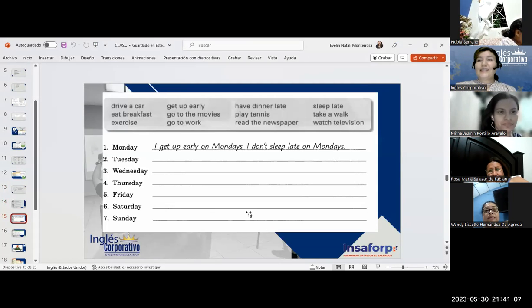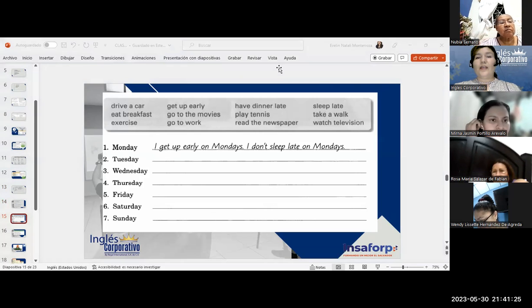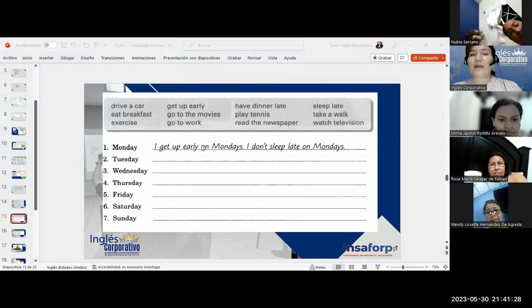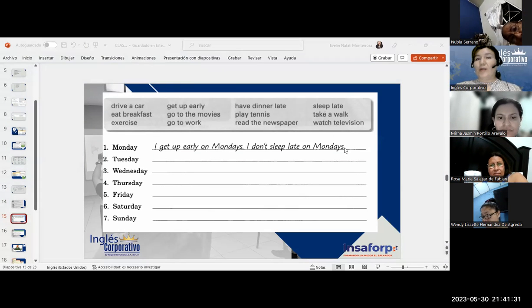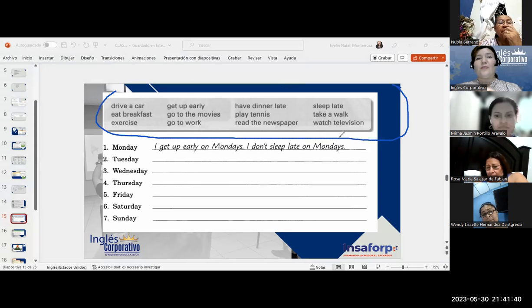In this exercise, you are going to write. Ese sí, ven su cuaderno, okay? You are going to create two sentences, affirmative and negative. And one of the examples that you have here says, I get up early on Mondays. I don't sleep late on Mondays. You have two examples, two verbs from the ones that we have on top. Agarramos dos de todas estas frases que tenemos aquí, right? And we are going to create two sentences, one affirmative and one negative, and you are going to use the day that you have here.